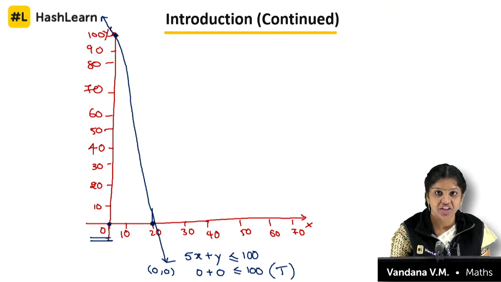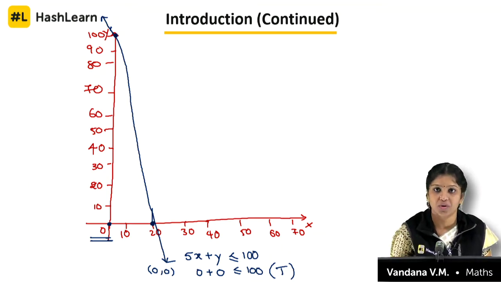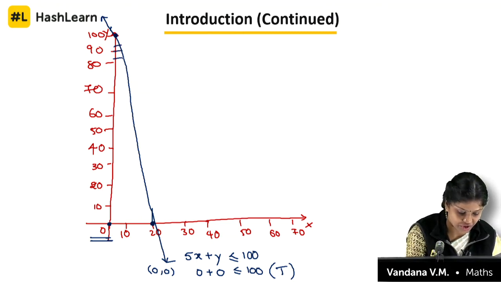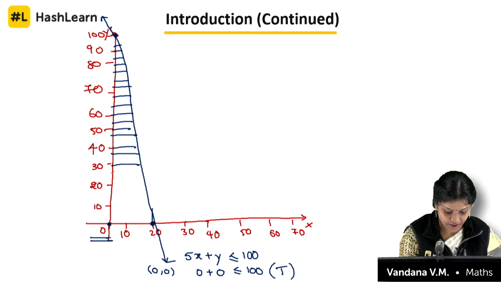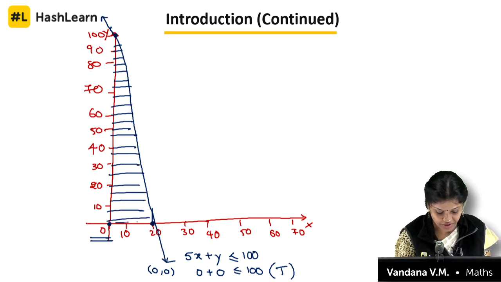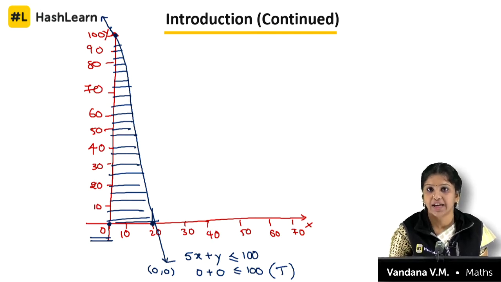So my shaded region will be towards the origin, not away from the origin. That is, the shaded region will be towards the origin. This is my shaded region. Now like this only, you draw the graph for the second equation.